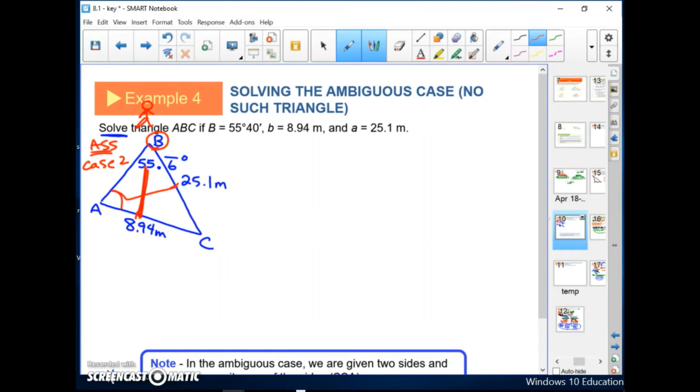It's apparent that we would find angle A first. Looking at the information that I have given, since I've got side A, it would match up with angle A, so I'm going to put those two together. Okay? Now, don't write this down. We know that the law of sines from yesterday says something like this.